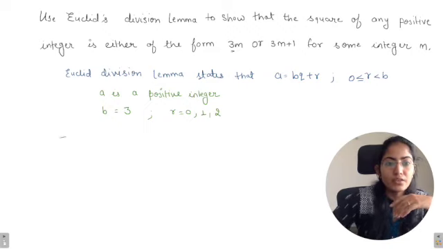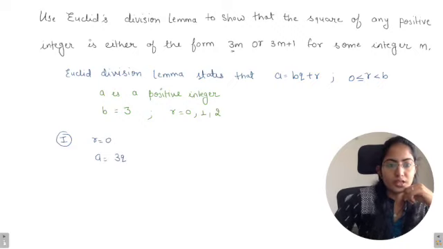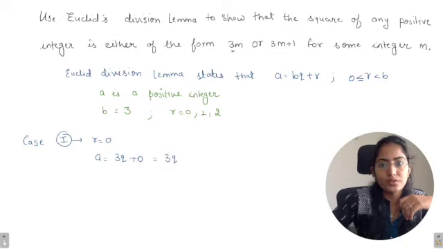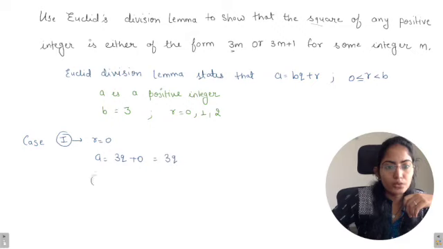The first case, case 1, in which I am taking r equal to 0. So a will be 3q plus 0 according to the lemma, so it will be equal to 3q. Now we have to find the square of any positive integer, so we will do squaring both sides.